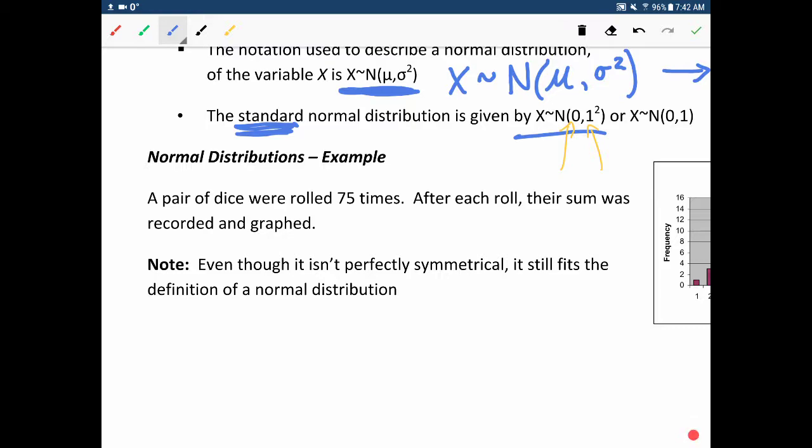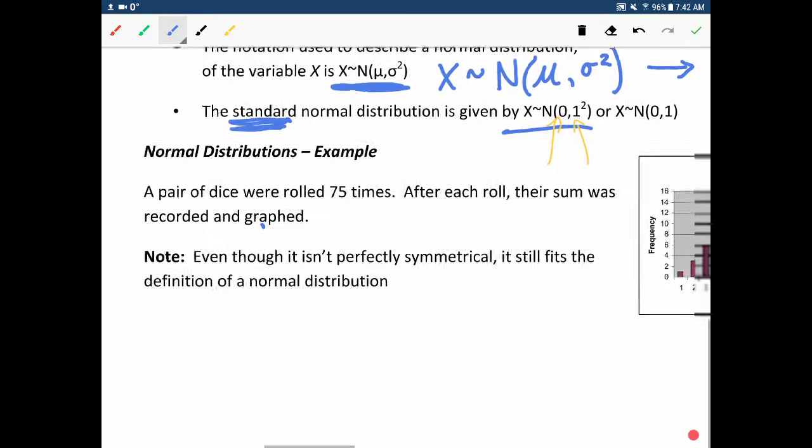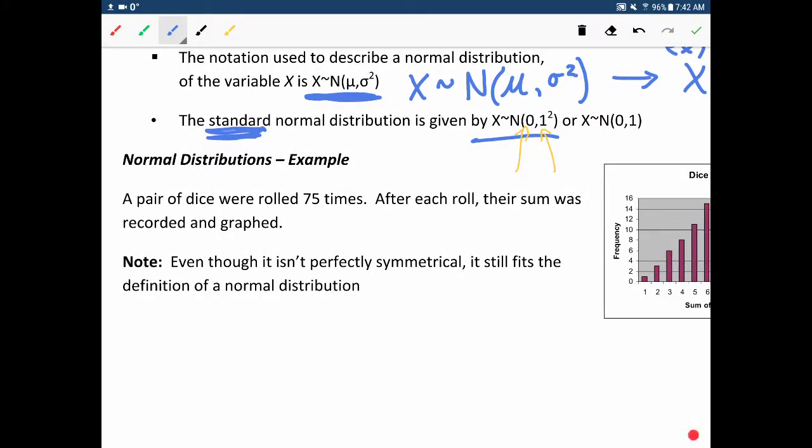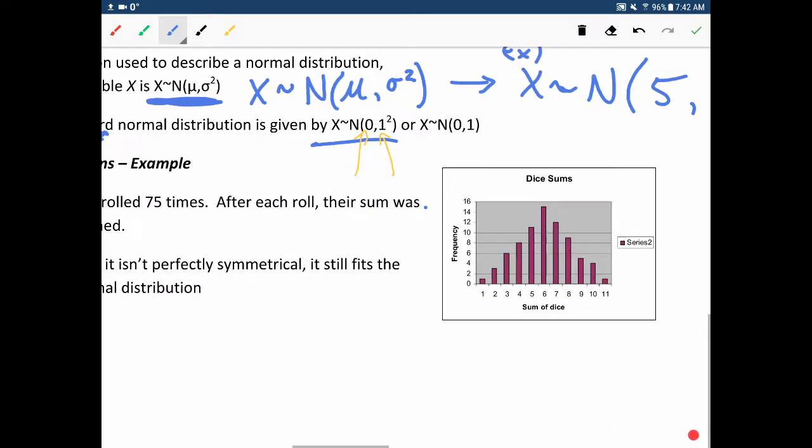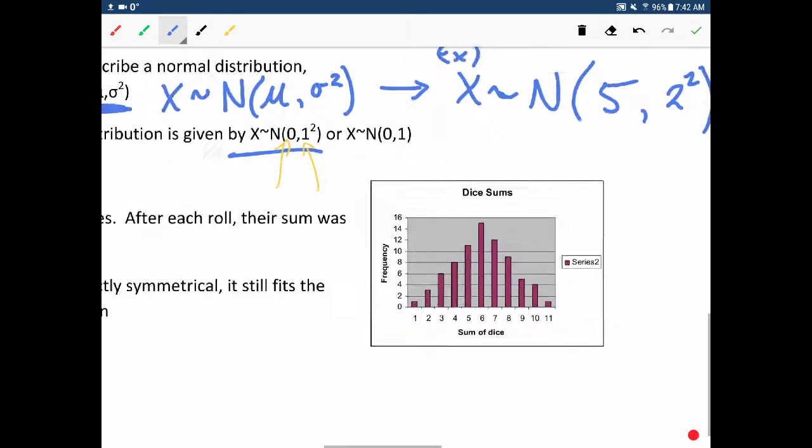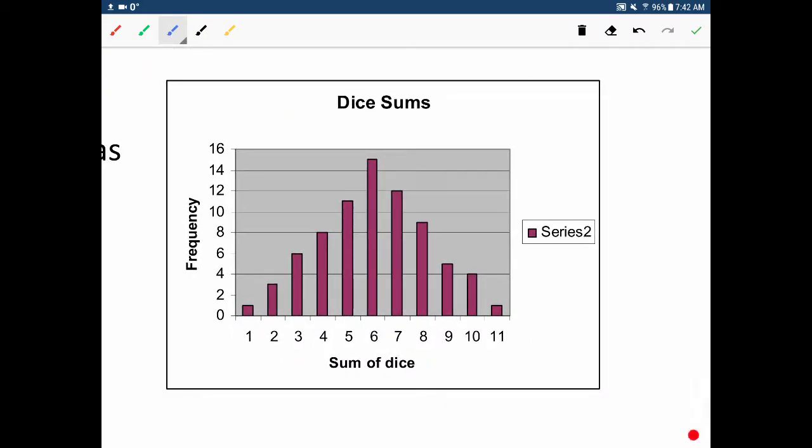Okay, so an example here: a pair of dice were rolled 75 times. After each roll, the sum was recorded and graphed. So there it is. And we've got this note here that points out that even though this is not perfect, it's not completely symmetrical. If you look, 7 goes up a little higher than the 5, but it still has that bell shape.